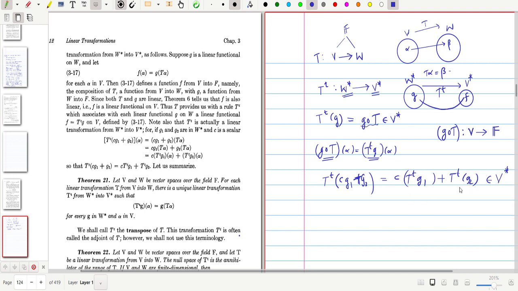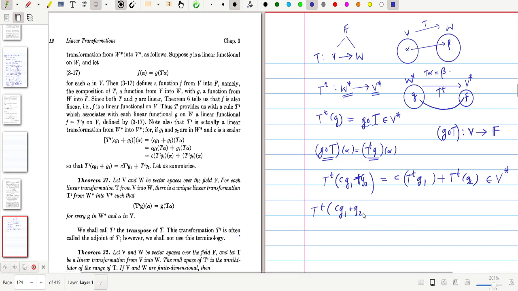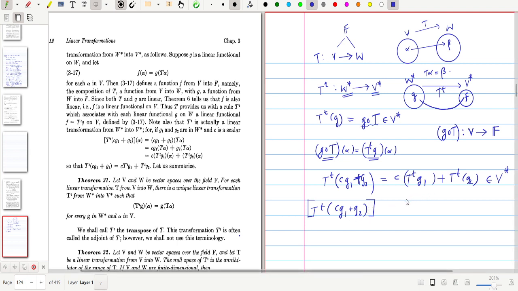So how will you prove the equality? In order to prove equality of elements of V star, we need to prove that this function coincides with this function at every point of V, because the domain of these functions is V and the codomain is F. So we need to evaluate the left-hand side and right-hand side at every element alpha belonging to V.